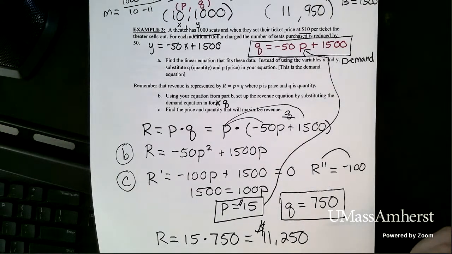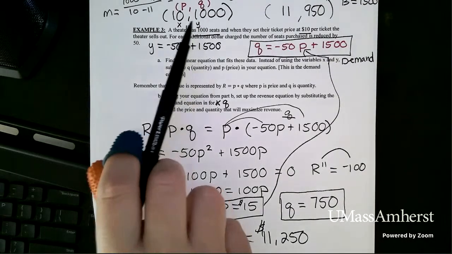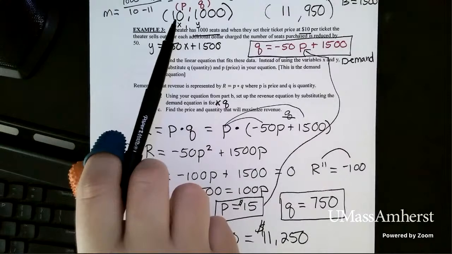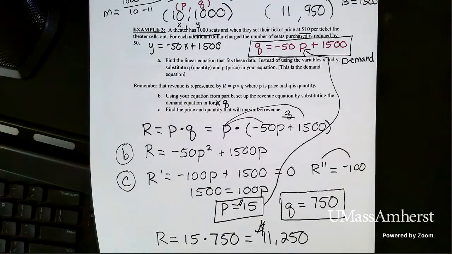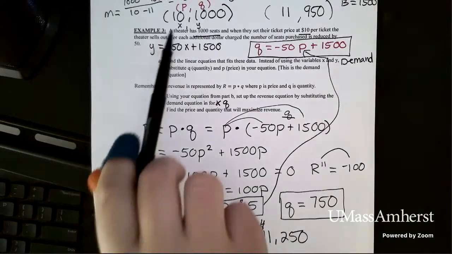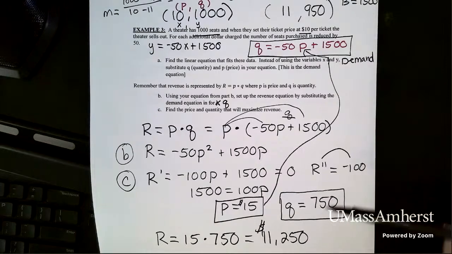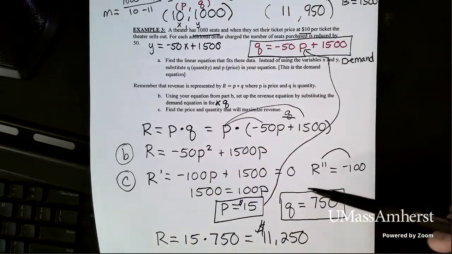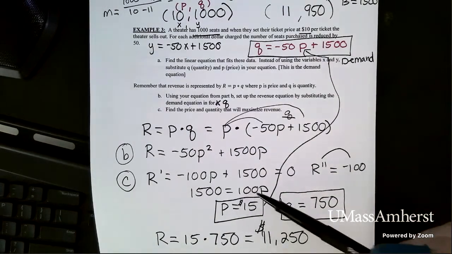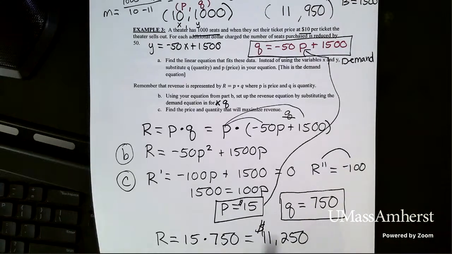And if I compare that to some other information I know, this is looking pretty good that I did my work right. Because if I come up here, for $10 a ticket, I sell 1,000 tickets. 10 times 1,000, $10,000. That's less than this revenue, right? So even though I'm not filling all the seats, I make more money because the price is more expensive here. This is the price and quantity that's going to maximize revenue.